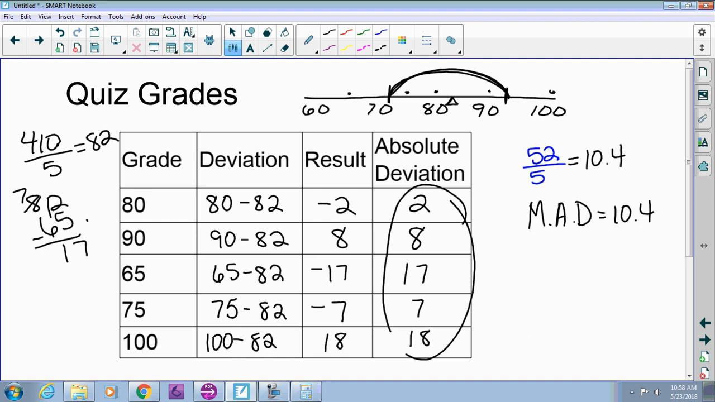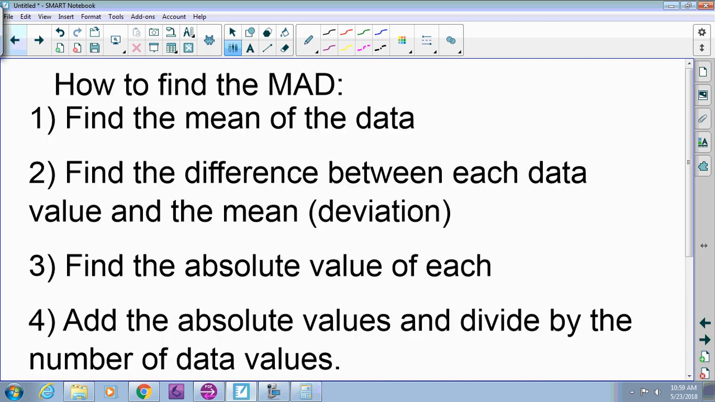Again, just to recap in case you are looking for this, you find the MAD by finding the mean of the data, then finding the difference between each data value and the mean. We call that the deviation. Then you turn those all into positive numbers, because that's what you do with absolute value, since we're essentially just finding the distance from the average, whether positive or negative. Then we add all of those absolute values and divide by how many numbers we were dealing with.